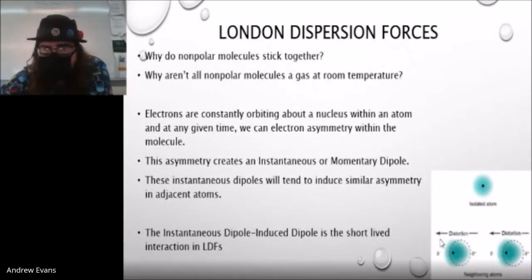So the last one is kind of the hardest to understand. It's the London dispersion forces. Why do nonpolar molecules stick together? Because if there is essentially no interaction, if there's no polarity, why aren't all nonpolar molecules a gas? I mean, most are. Methane's a gas, ethane's a gas, but if you get down to butane, butane can be stored as a liquid. You get down to hexane, that's definitely a liquid.